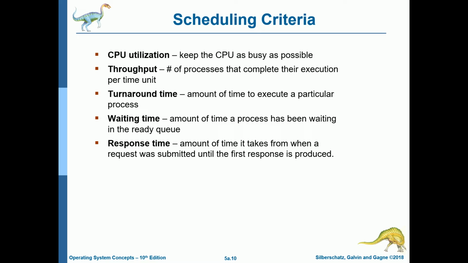Response time. In an interactive system, turnaround time may not be the best criterion. Often, a process can produce some output fairly early and can continue computing new results while the previous results are being output to the user. Thus, another measure is the time from submission of the request until the first response is produced. This measure is called response time and is the time that it takes to start responding, not the time it takes to output the response.